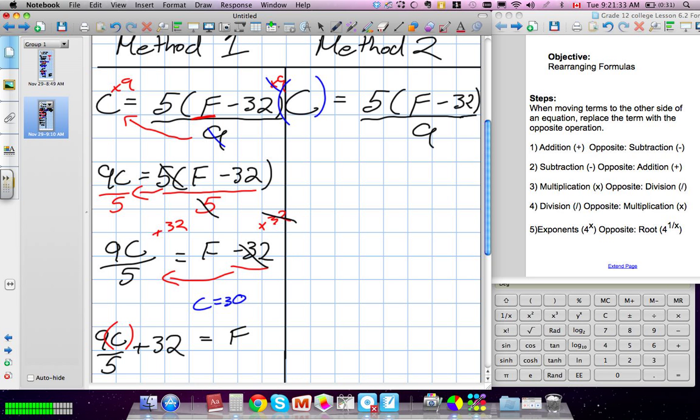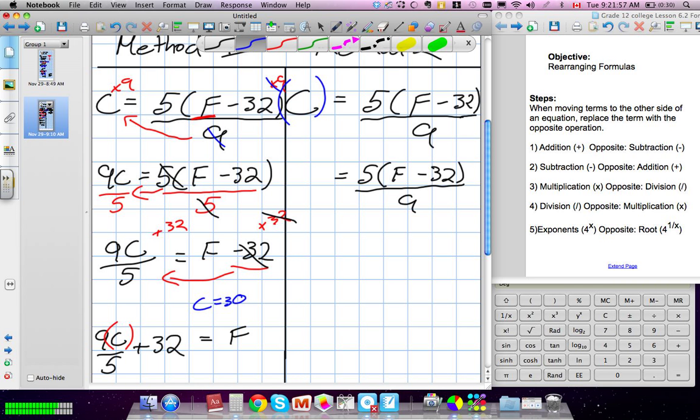So in the next one, we have 30 is equal to 5 f minus 32 divided by 9. Now, this is very similar to our last one. I'm actually going to move, that 30 looks a little weird. We're going to move the 9 first, just like we did previously.